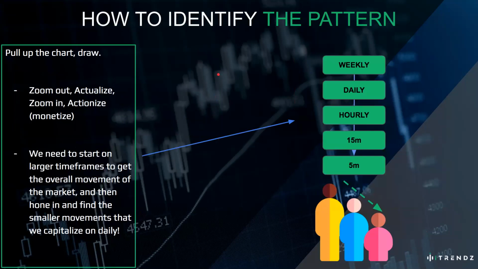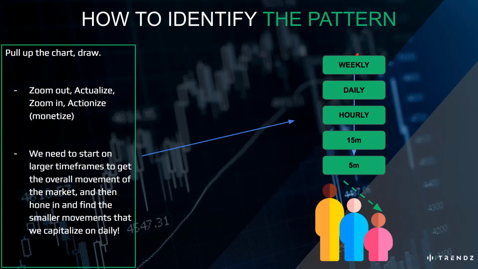So how do we identify the cup and handle on our charts? Well, we pull up the chart, we draw it. We have a saying here at iTrendz, if you haven't seen this before: we zoom out, we actualize, then we zoom in, and then we actionize. The real saying is a business saying, and it's actually monetized, not actionized, but we're monetizing here too. Actionize means take action on what you zoomed out and figured out is there, what price action is going on. Zoom back in and actionize, take action on it, and then you'll eventually come to that monetizing status.